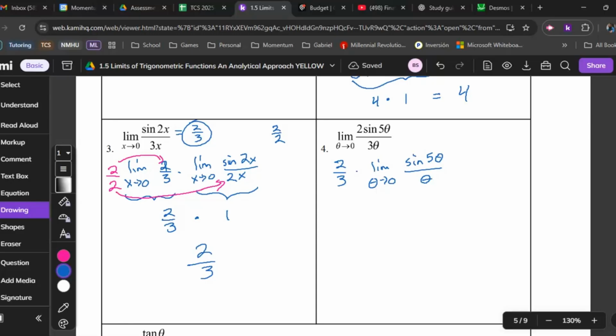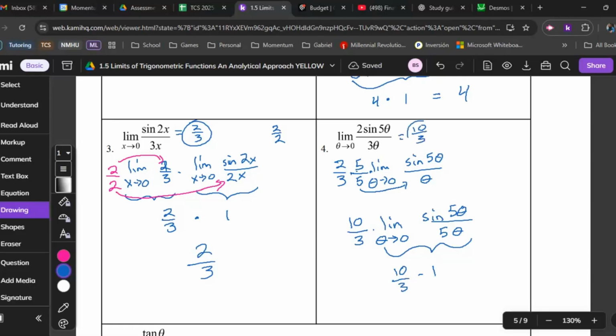Now what's the number I'm missing? The 5. So I need to multiply this by 5 over 5. So I'm going to multiply it by 5 over 5. But I don't really need the 5 here. I need this 5 to be there, right? So I'm going to algebraically do that. I can put it inside. So 2 times 5, I'm going to get 10 over 3 times the limit as theta approaches 0 of sine 5 theta over 5 theta. And now what is this? What is the limit? It's just 1. So I got 10/3 times 1, or just 10/3.